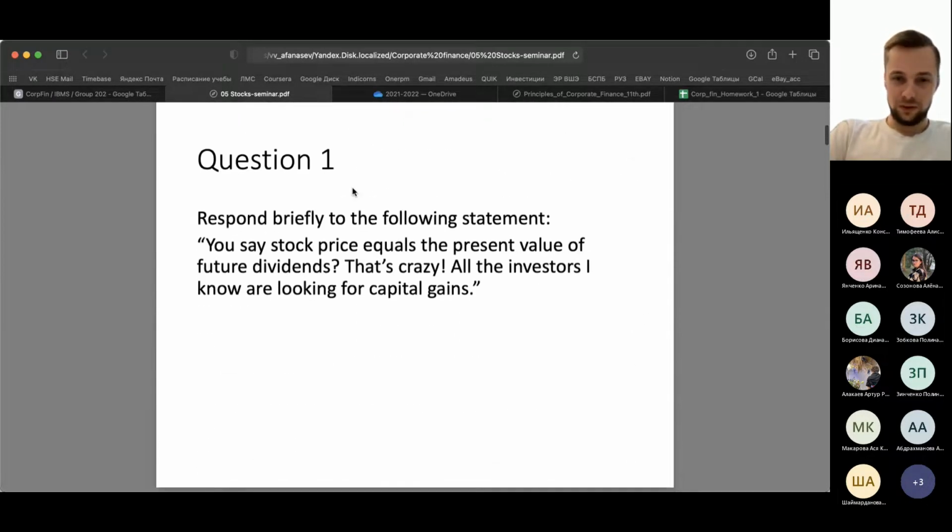Well, but we have a question. If you say that you're going to value the stock using the future dividends, some people can say something like this: you say that stock price equals the present value of future dividends? That's crazy. All the investors I know are looking for capital gains, not dividend gains. So how can you defend your approach to valuing stocks by dividends in this case?